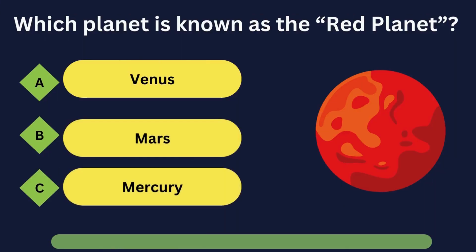Which planet is known as the red planet? A. Venus. B. Mars. C. Mercury.